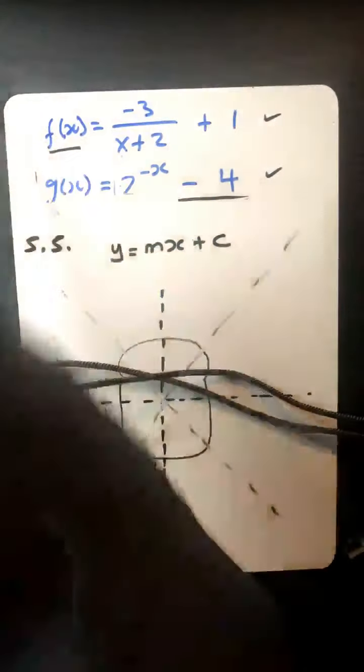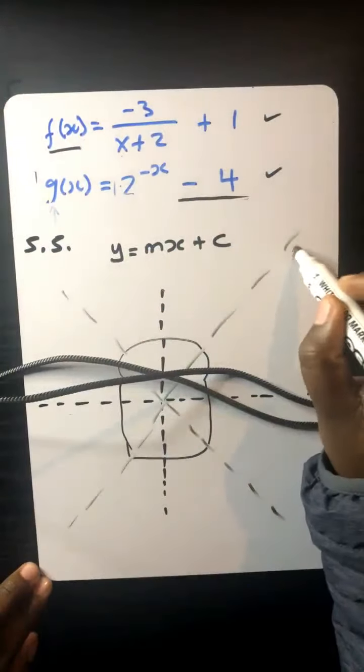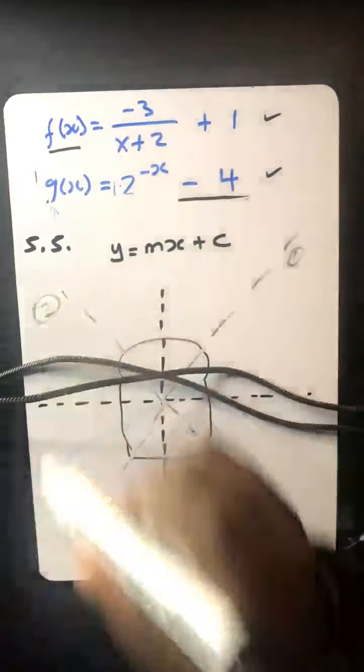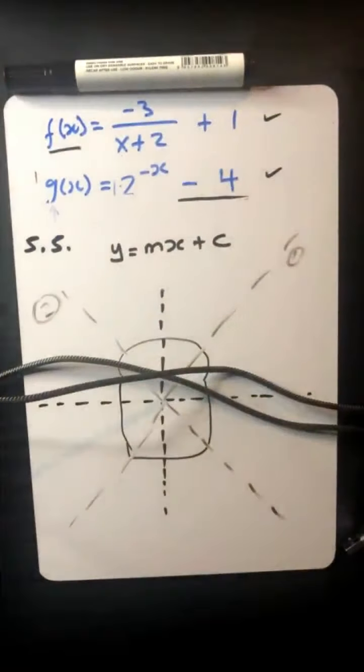Okay, let me just do this, guys. Let's say this is line one and line two. Between those two lines, which one has got a positive gradient and which one has got a negative gradient?